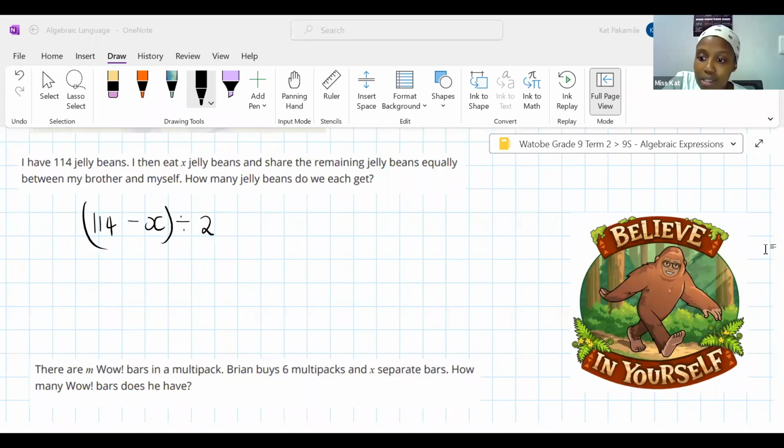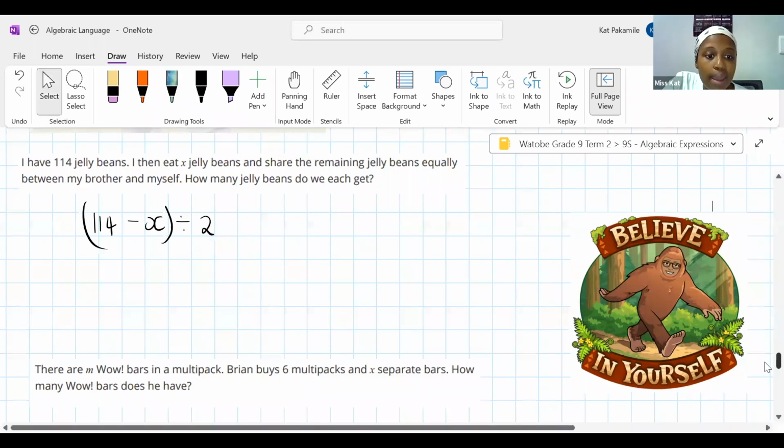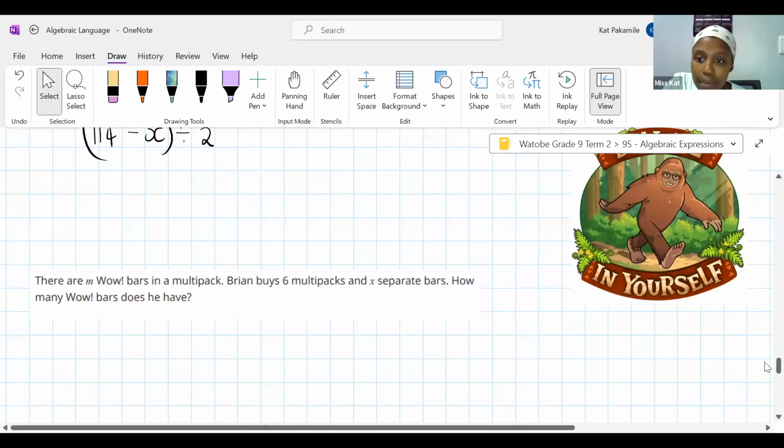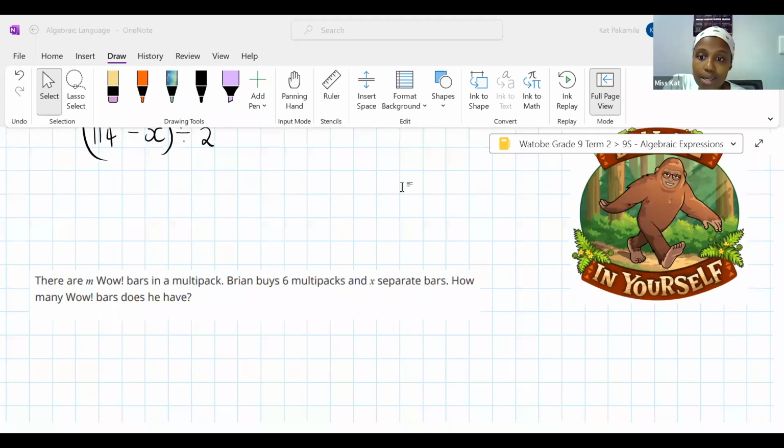Okay, let's see the next one. There are M wow bars in a multi-pack. Brian buys 6 multi-packs, and on top of that, he buys X separate bars. How many wow bars does he have?